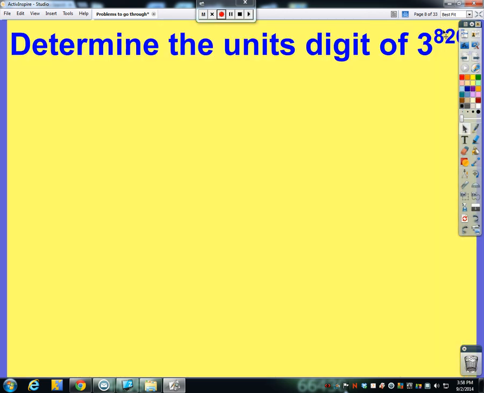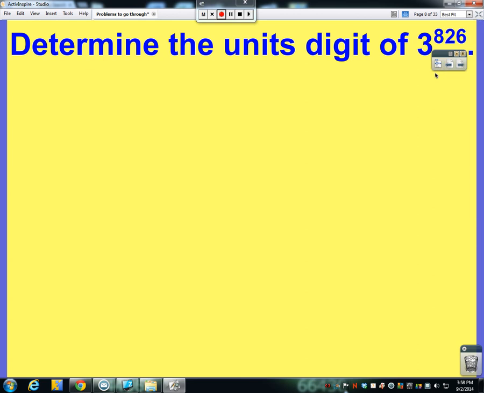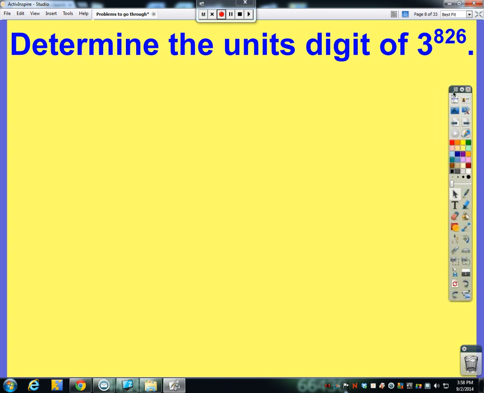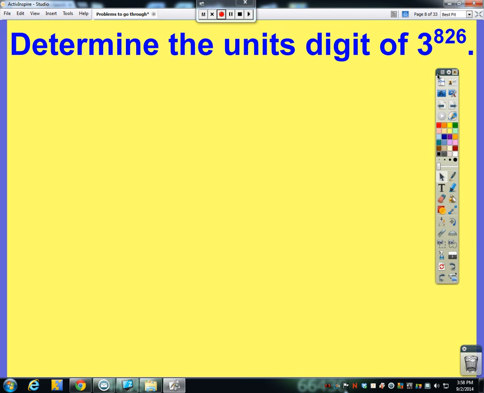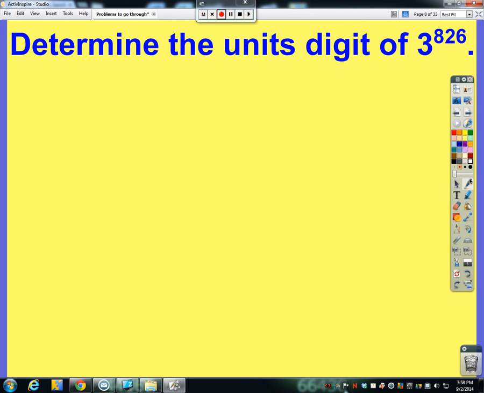Now, if we wanted to apply this to numbers now, if I wanted to know the units digit of 3 to the 826th power, well, your calculator's not going to be able to handle a number so large. So how can we figure out what the units digit is?